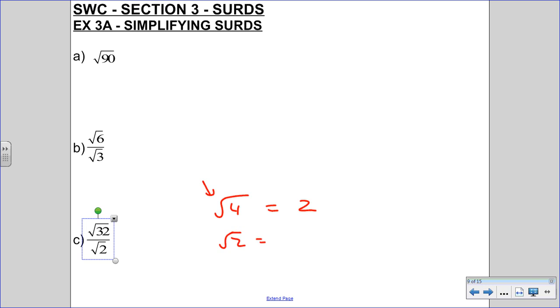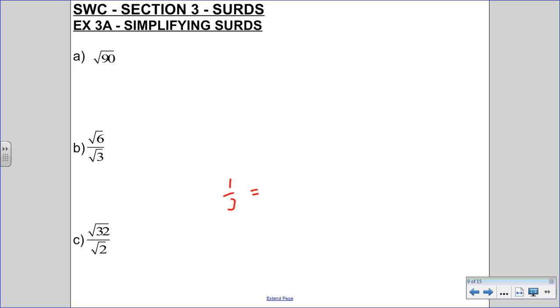Root 2, however, if you type that in your calculator, press equals, you'll get an irrational number. And an irrational number means it can't be expressed as a fraction. So 2 can be expressed as a fraction, can't it? Because that's the same as 2 over 1. But root 2, you cannot write that as a over b. And therefore its decimals will go on forever. There's no predictable pattern of decimals.